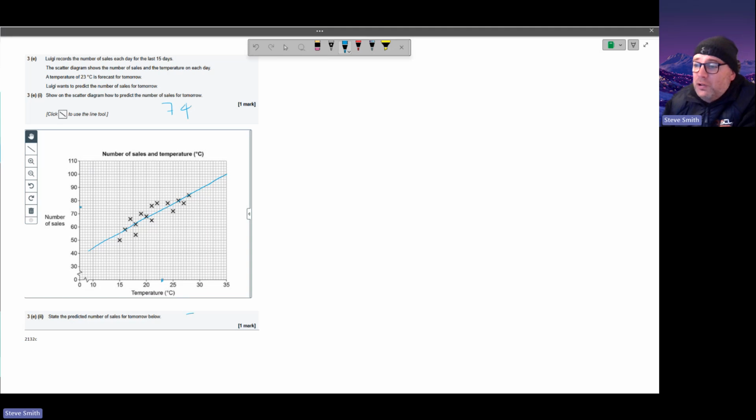State the predicted number. Okay, so it's a 2-mark question. I didn't realize that. So we've got 1 mark for drawing our line of best fit, by how we predict using the current results, and then we've got another mark for actually saying it's 74. As long as you've used your line of best fit, if it's slightly lower and you've said 73 or 72, or it's slightly higher and you've said 75, it doesn't matter. As long as you've gone from your line of best fit, it's not like up here or something like that.